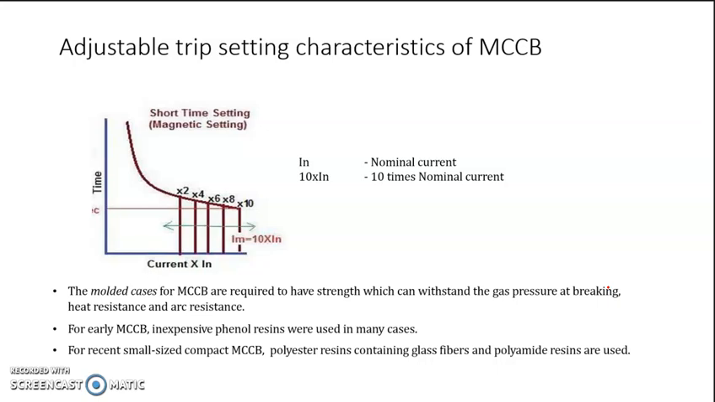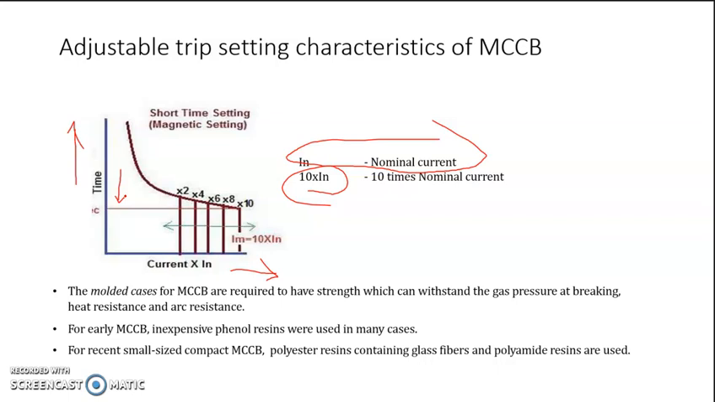So, the adjustable trip setting curves of an MCCB. IN is nothing but the nominal current, that is, the nominal current which is flowing in the system. And 10 times IN indicates 10 times the nominal current. Over the x-axis you have the current and over the y-axis the time. You can see that when the current is increasing on the x-axis, the amount of time required for tripping the system is lower and lower. You can see over here it is going down and down. So for 10 times the nominal current, it will trip in a shorter period of time, and for 2 times the nominal current, it will take more time.